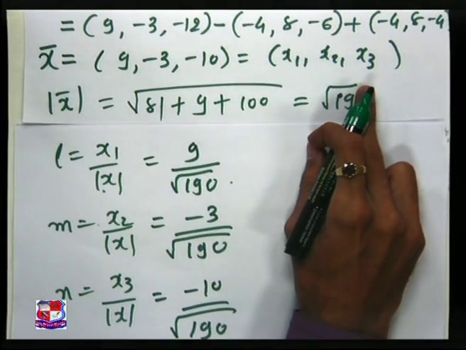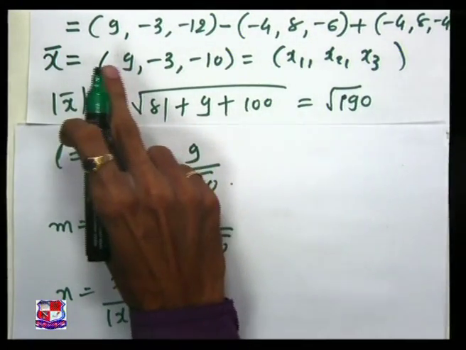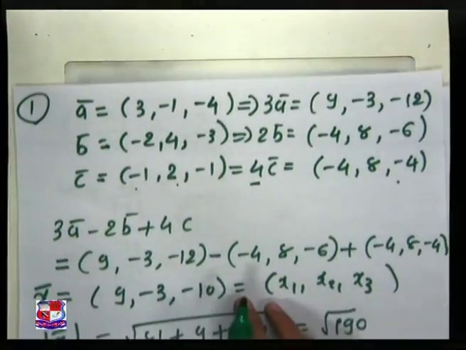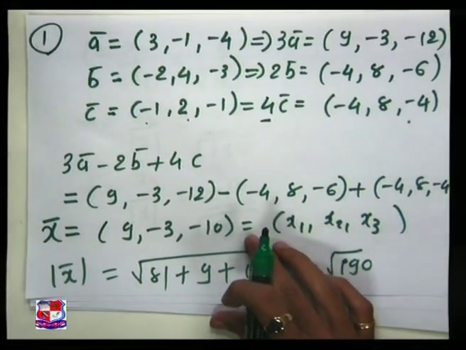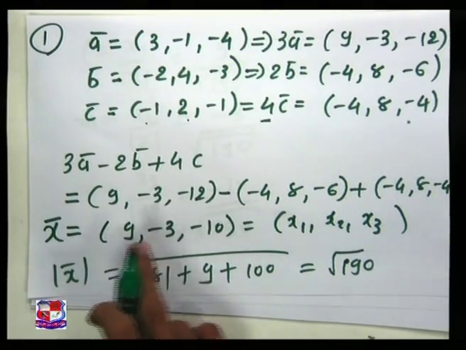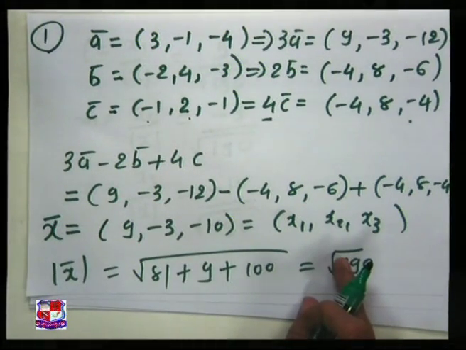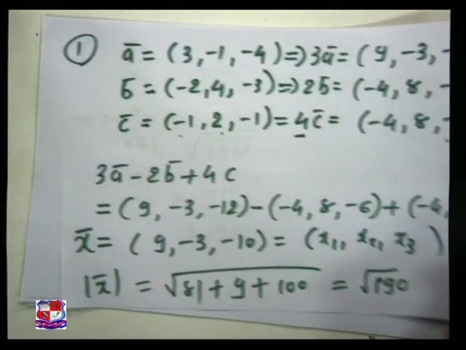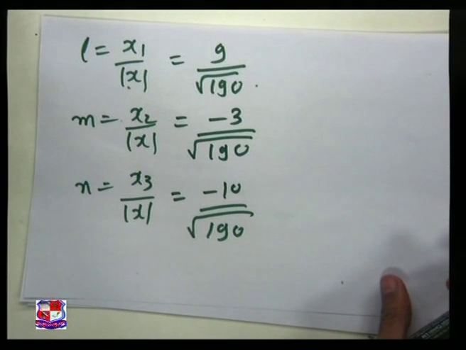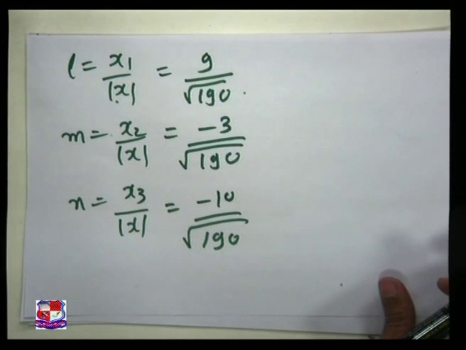So this is the solution, this is how to find the direction cosines for the given vector x. First of all, we have to find x, that is 3a minus 2b plus 4c. Then x is equal to 3a minus 2b plus 4c, that is 9, minus 3, minus 10, that is x1, x2, x3, and modulus of x is equal to root 190. So direction cosines will be l is equal to x1 upon mod x, m is equal to x2 upon mod x, and n is equal to x3 upon mod x. So this is the answer of direction cosines.